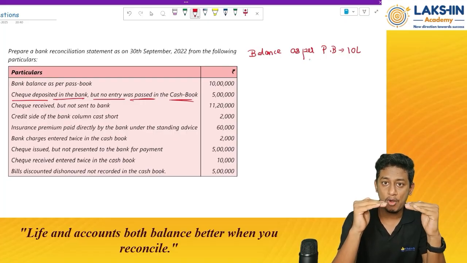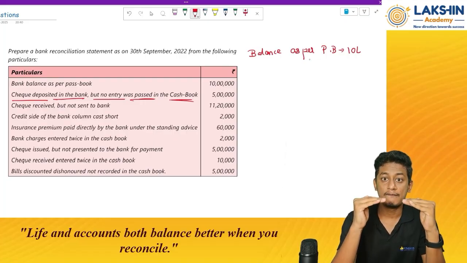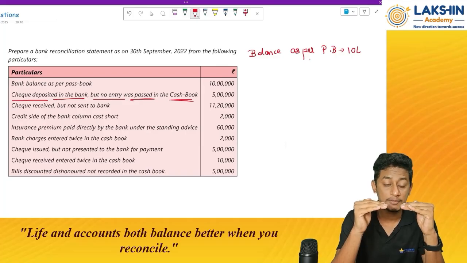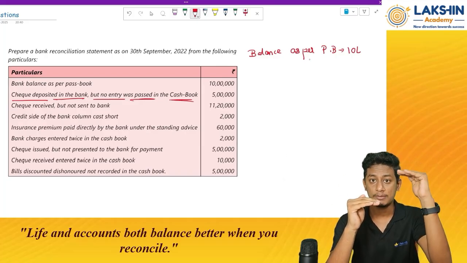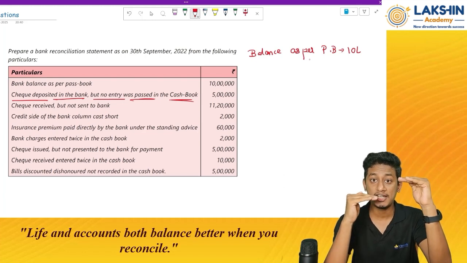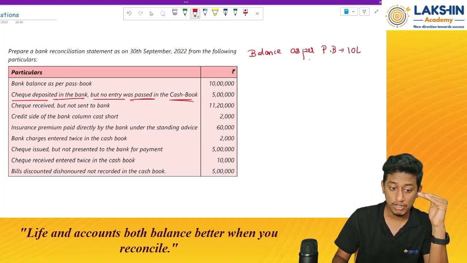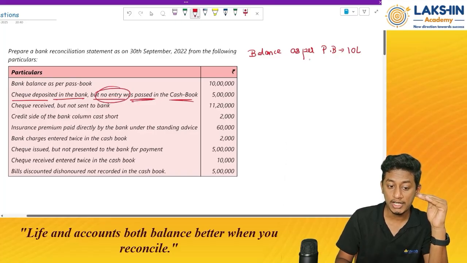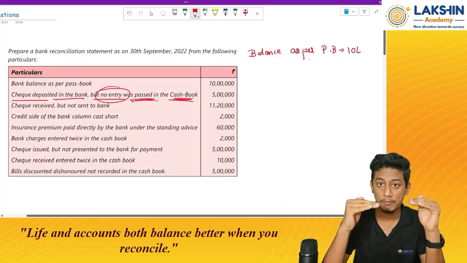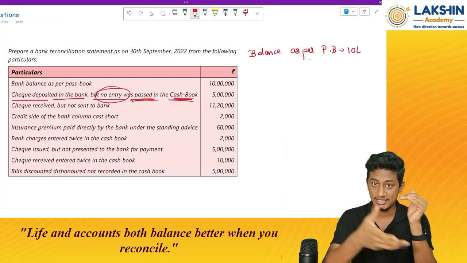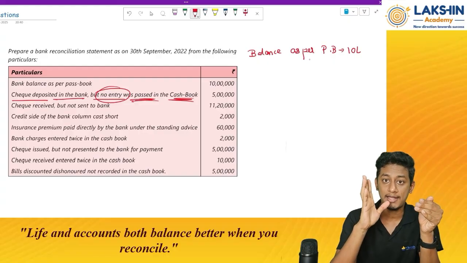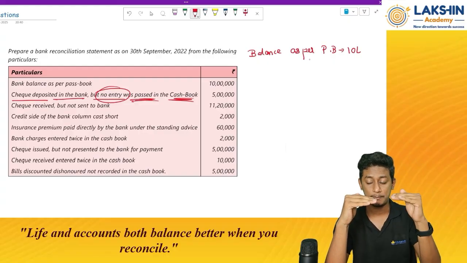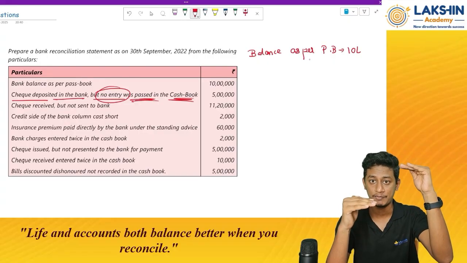Now, whenever I deposit a check in the bank account, which balance will increase first? As per this particular question, my bank or the passbook balance will increase, whereas my cash book balance will remain the same, because the question clearly says no entry was passed in the cash book. The bank has taken the check, given it to the customer's bank, cleared the check and deposited the money into my bank account. So the passbook balance will increase, but the cash book balance will remain the same.